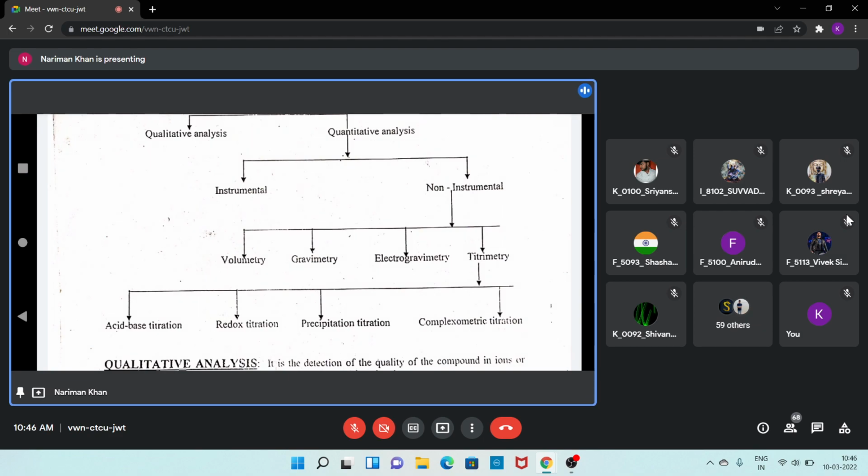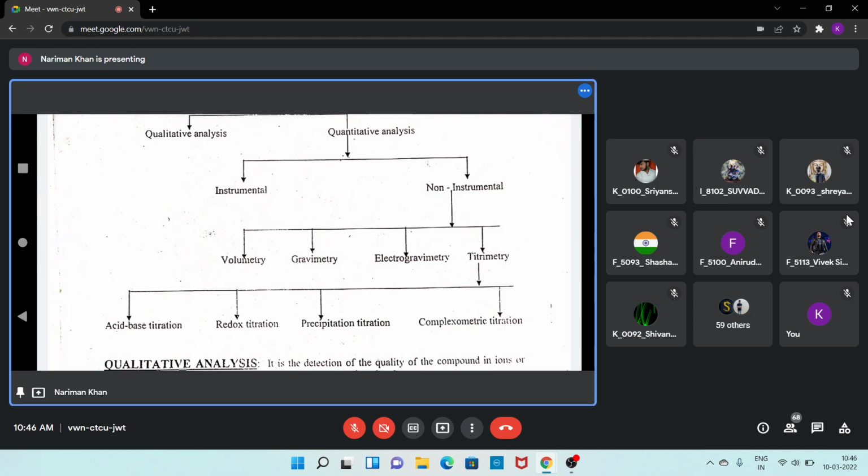Non-instrumental quantitative analysis is when there is no need of any specific instrument for the determination of the quantity of the constituents present in any substance. It is of different types like volumetry, gravimetry, electrogravimetry, and titrimetry. Generally, we refer to volumetry and titrimetry as the same. Why have we separated titrimetry here? Because mainly you are going to do only titrimetry this year.